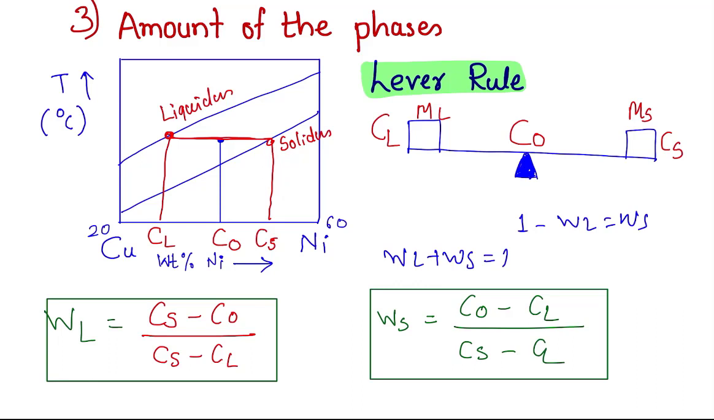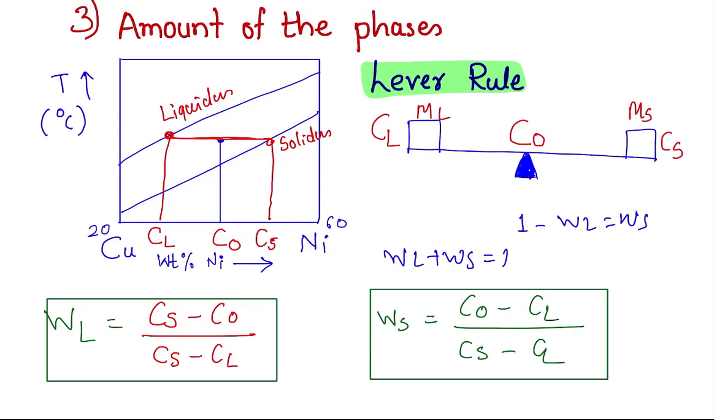Above this point everything is liquid, below this point everything is solid. So for finding out the amount of phases, you have to use a rule that is called the lever rule. Here you have to draw a lever, and you have to show C0 at the center. So we have shown C0 at the center. This side, less than C0, will be the Cl, because Cl is less than C0 and it touches the liquid. So this is Cl, this is Cs, this is mass of liquid, this is mass of solid. So to find out amount of phases, that can be shown by Wl for liquid, Ws for solid.